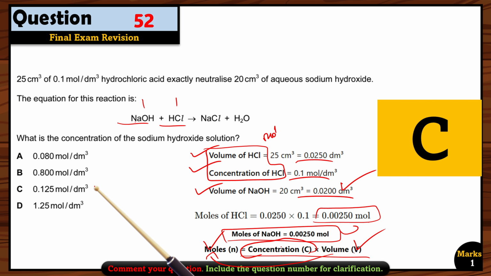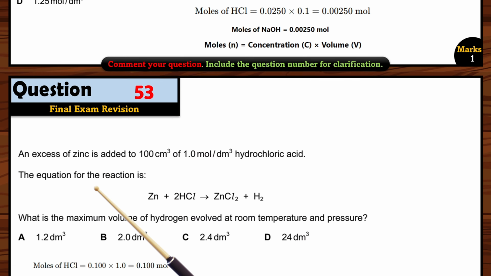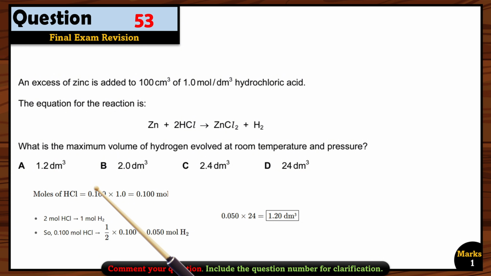So option C will be the right option. You will get 0.125 after these calculations. Question 53. An excess of zinc is added to 100 cm³ of 1 mole HCl. The equation for the reaction is this one. What is the maximum volume of hydrogen evolved at room temperature and pressure?